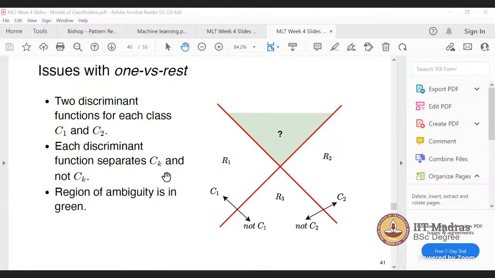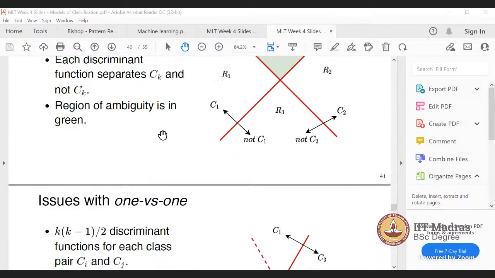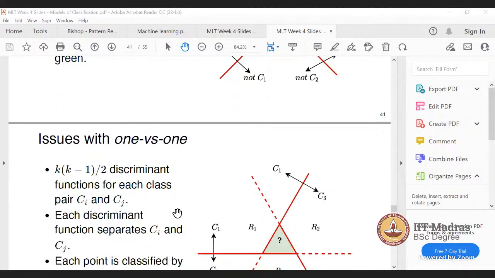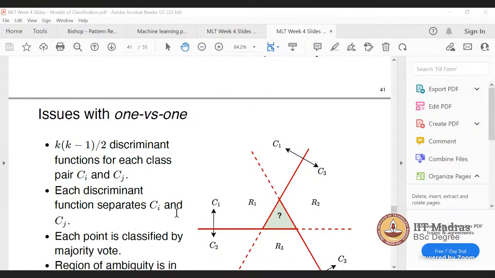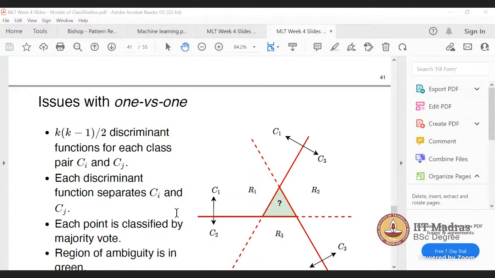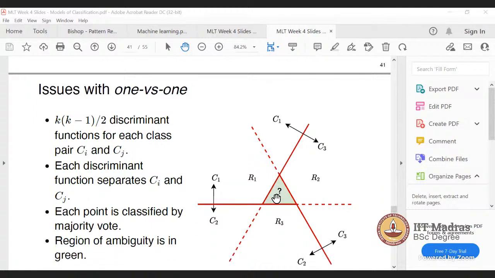Okay, so this is the issue with the one versus rest classification problem. And if we go with one versus one, that is, we choose every pair and learn discriminant functions for all such pairs, there is again the same problem. There are three classes 1, 2, and 3, and for class 1 and 2 we learn this discriminant function. So this region will be C1, and this region will be C2. This discriminant function is for C2 versus C3, so this region corresponds to C2 and this entire region will be C3.